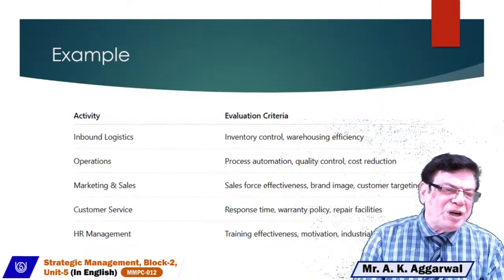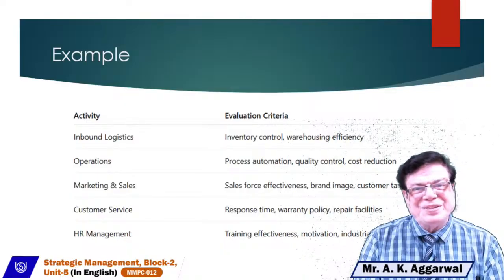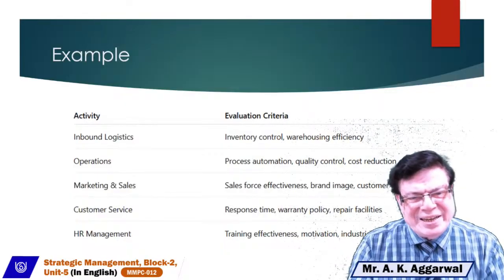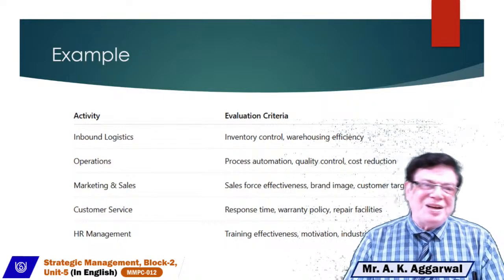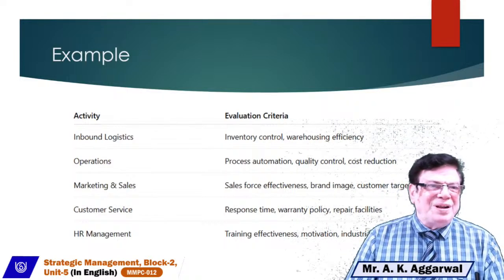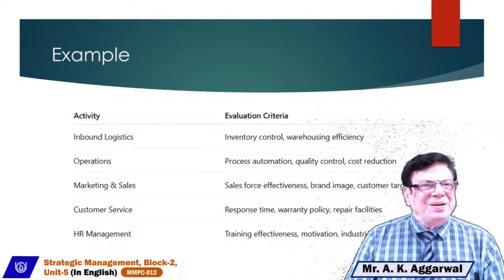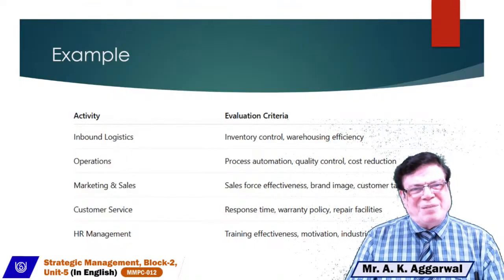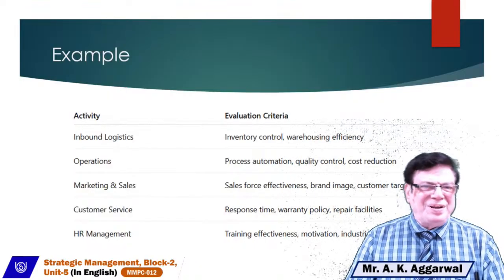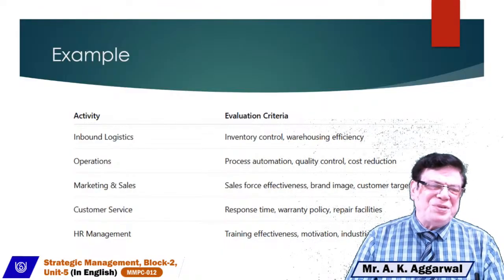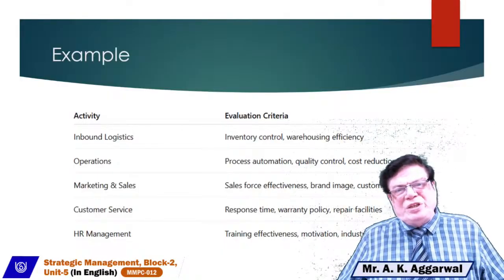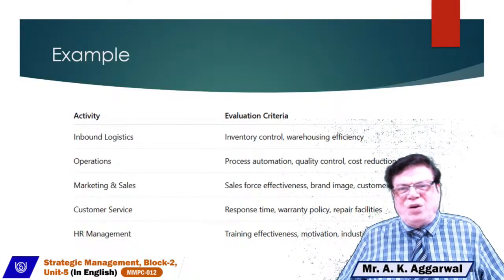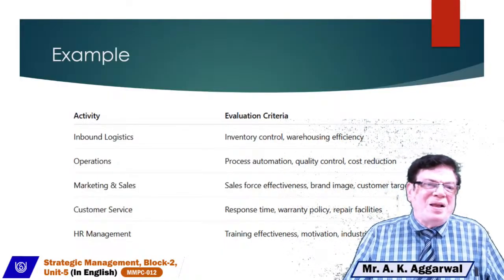Then activity: human resource management, HR management; evaluation criteria: training effectiveness, motivation, industrial relations. So here, in this particular example slide, the activity inbound logistics has evaluation criteria of inventory control and warehousing efficiency.